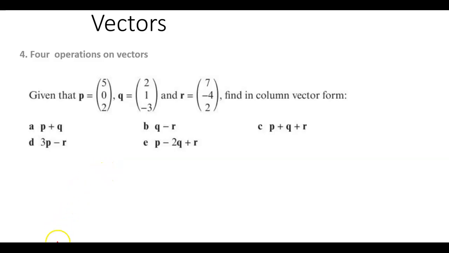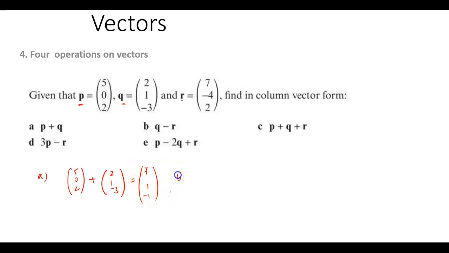So if P is a vector, Q is a vector, and R is a vector, find A, P plus Q, so you just have 5, 0, 2. Guys, you can pause the video, do the question, and then see if your answers are exactly the same as what I'm doing over here. Then plus 2, 1, negative 3. We have already seen the addition is exactly the same thing. Nothing changes. This is grade 1 work.